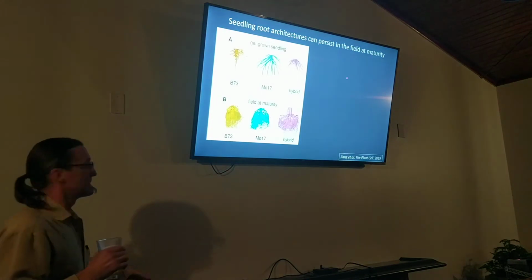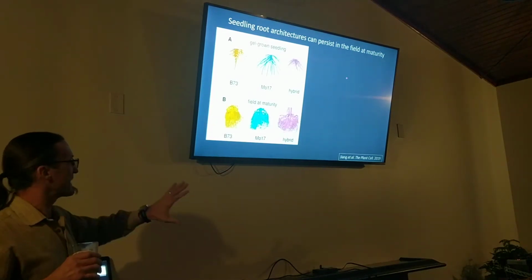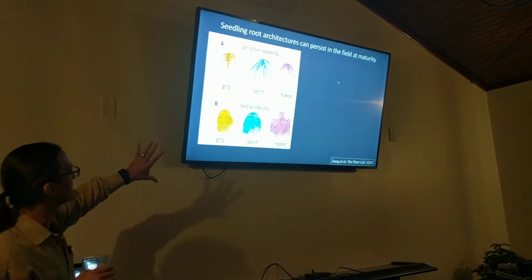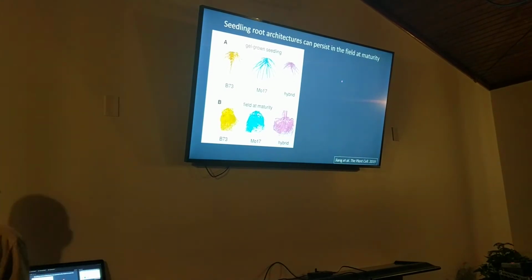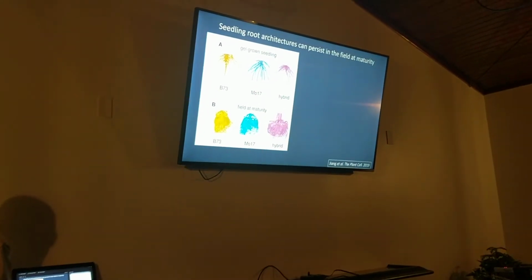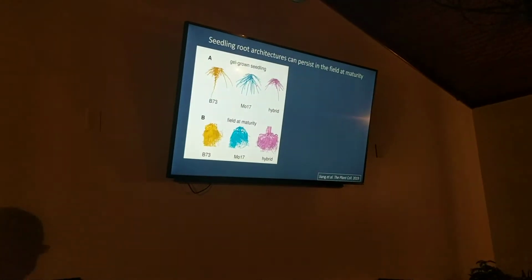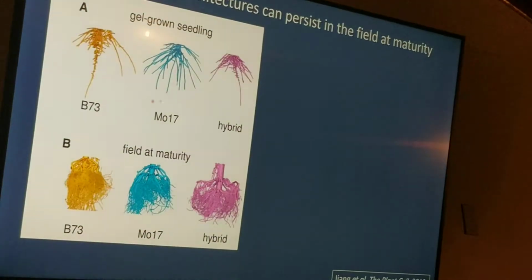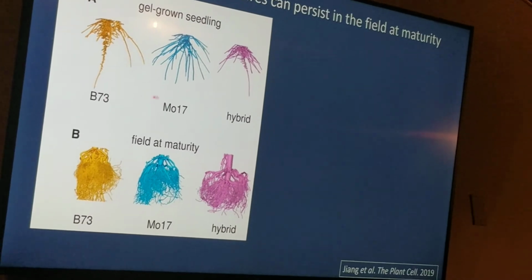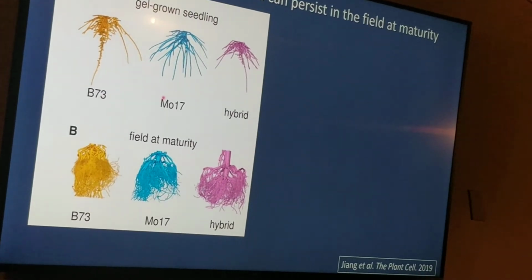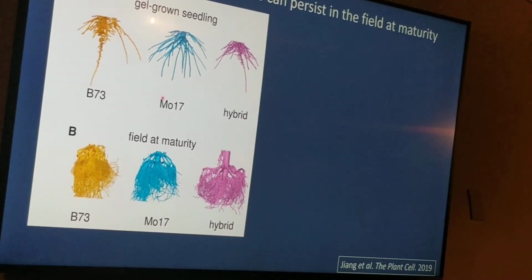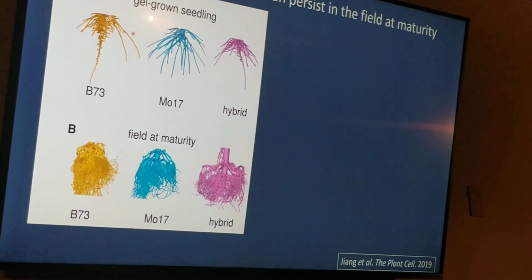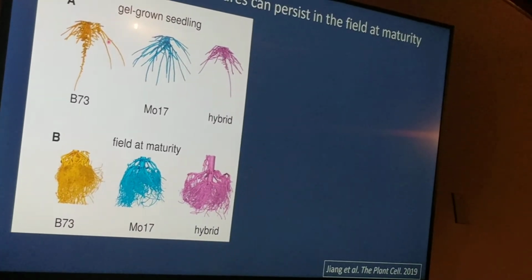So, Nee, it's a broken record. She's brilliant. She wrote a paper last year that looked at corn growing in a gel, and she looked at it from sort of day 6 to day 11 and mapped the whole thing. And you can see these two different corn lines, B73 and Missouri 17. They're simply different corn lines. They're very, very different architectures. And we can see that as early as 11 days.